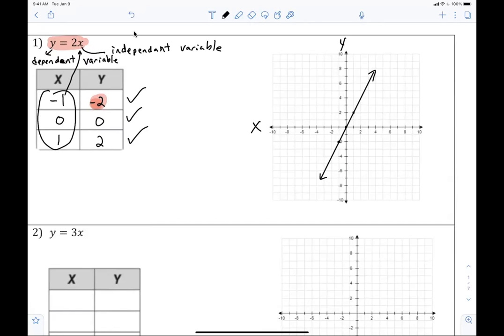Zoom standard. Hit zoom and 6. And what happened?